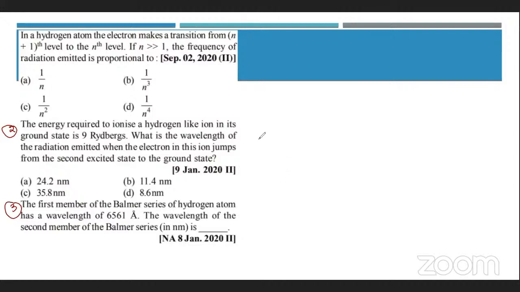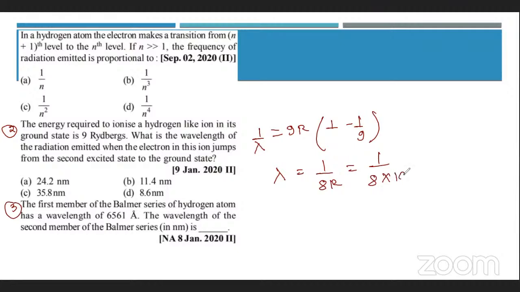For the second one, if I want to solve, I can write 1 by lambda is 9 times of Rydberg, so 9R from the excited state to the ground state. So 1 minus 1 by 9, second excited state. If I solve this, lambda is equal to 1 by 8R. If I'm taking Rydberg constant as 1.097371, whichever values you remember, that is fine. No problem. Solving this, you'll get lambda as 11.39 nanometer, approximately 11.4 for the second one.